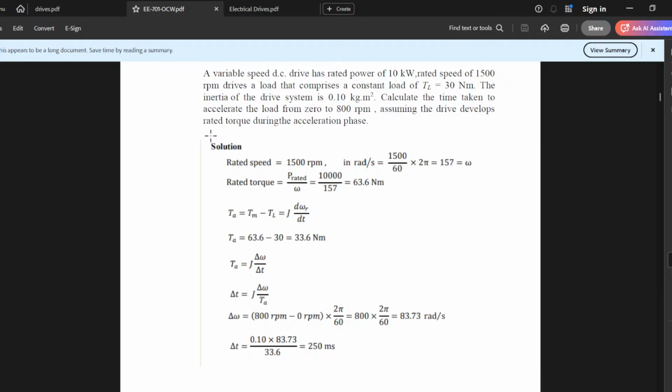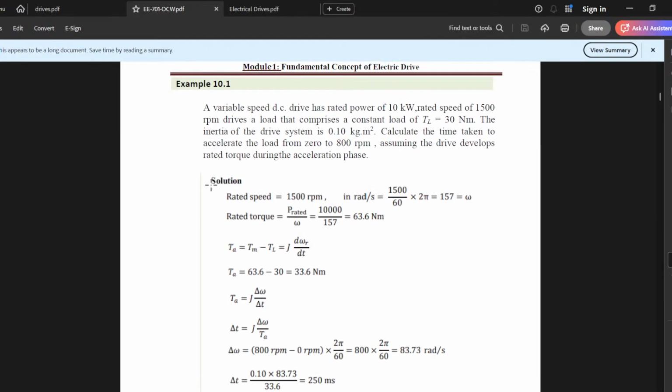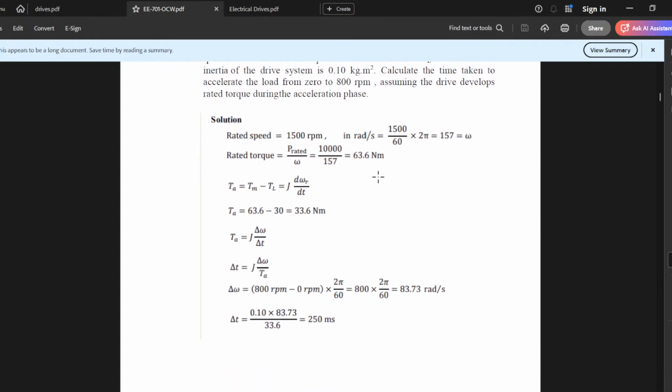So what do we got here? TA. Where is TA coming from? TM minus TL. Let me see. I don't know where this TA is coming from. The TM minus TL is equal to J times the derivative of omega. Now we got the values of all of these.